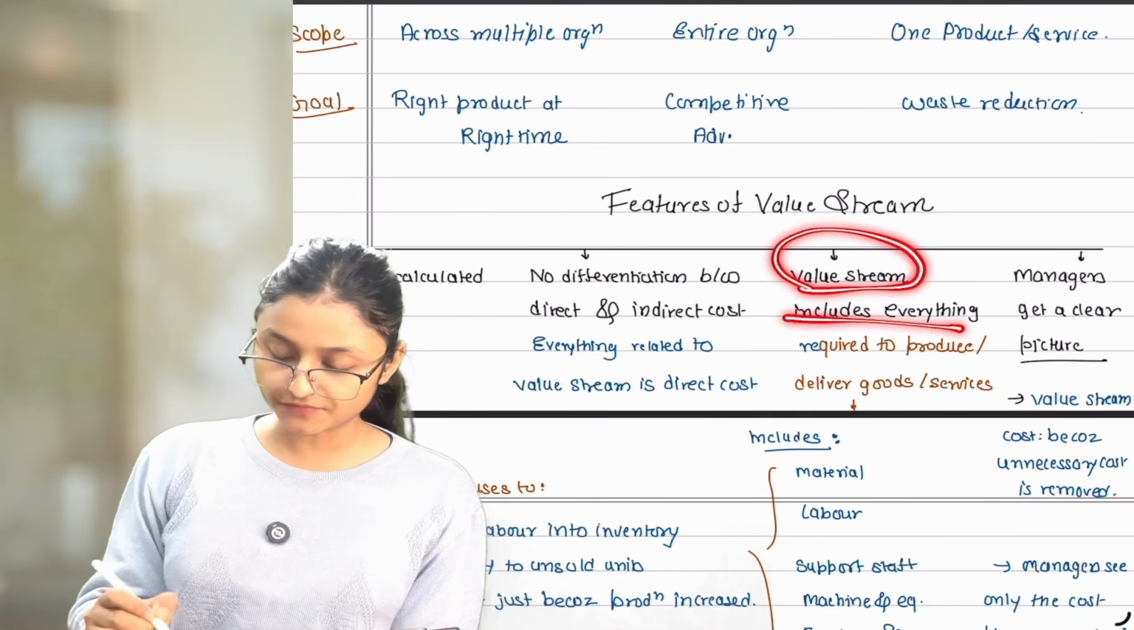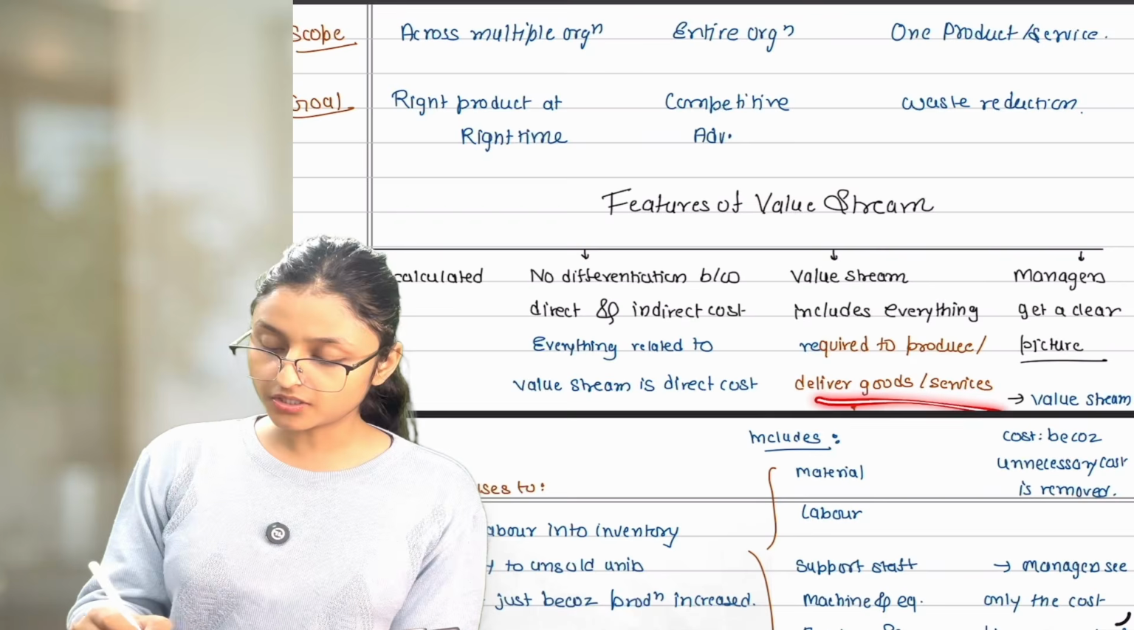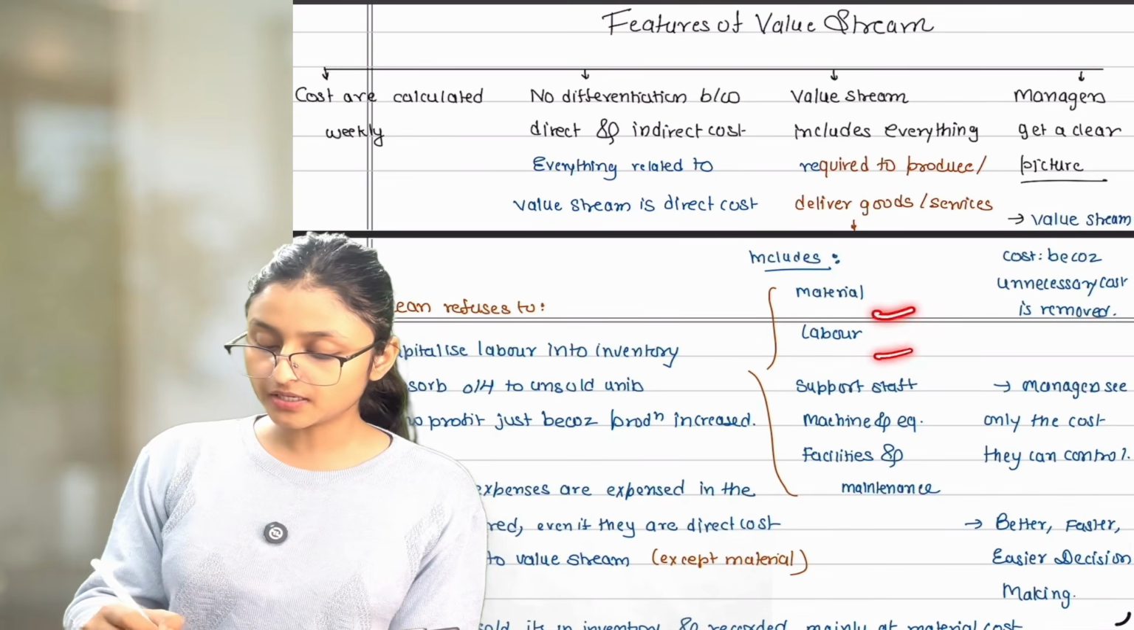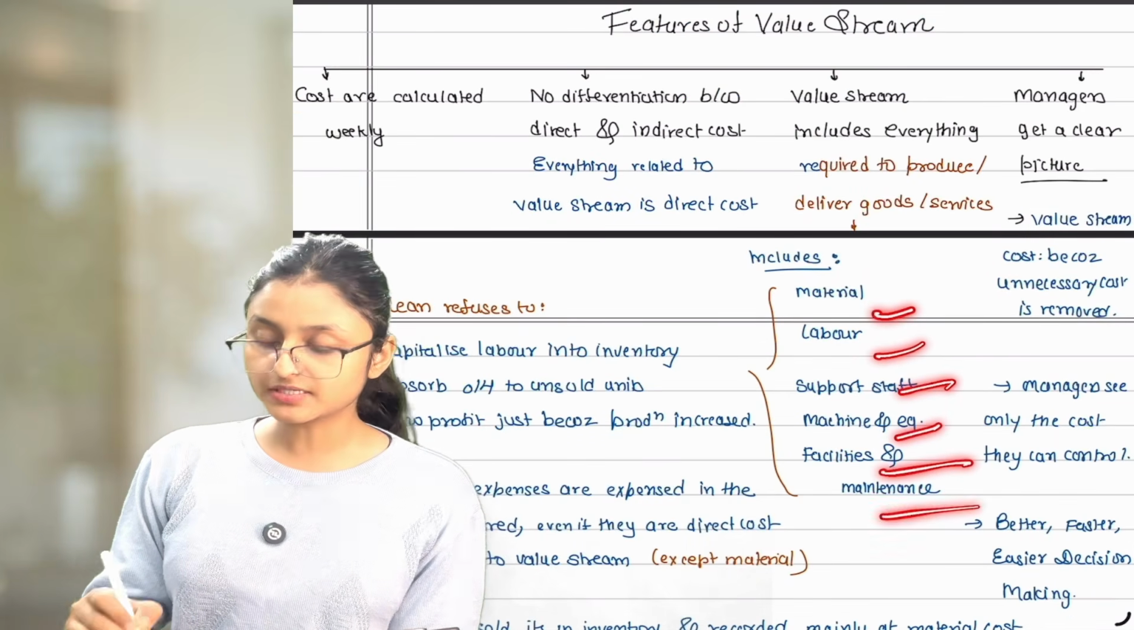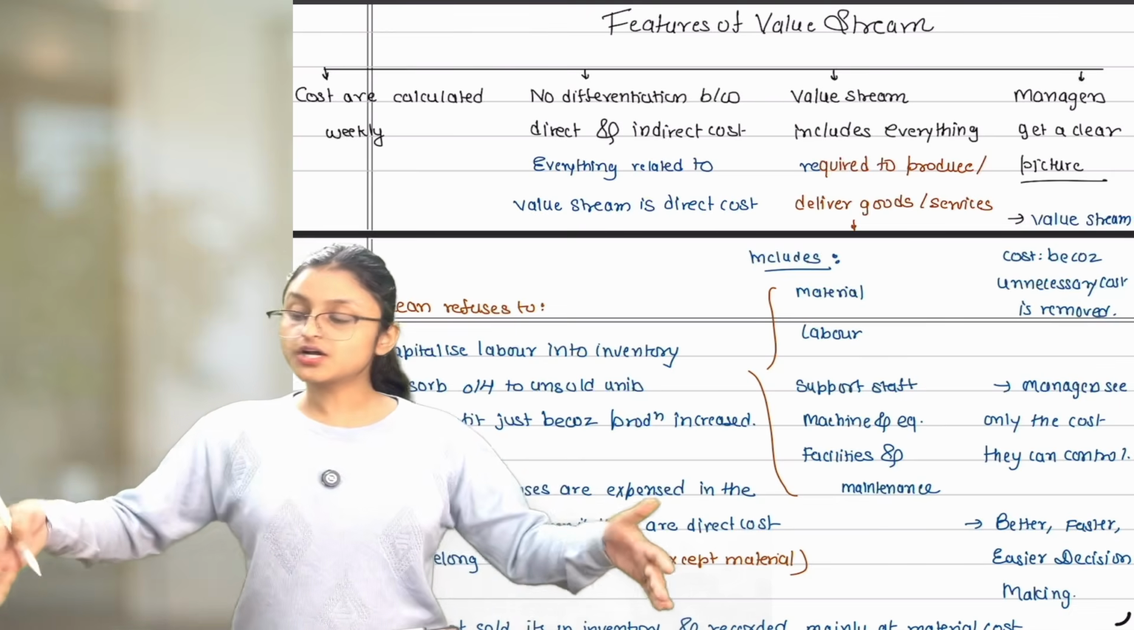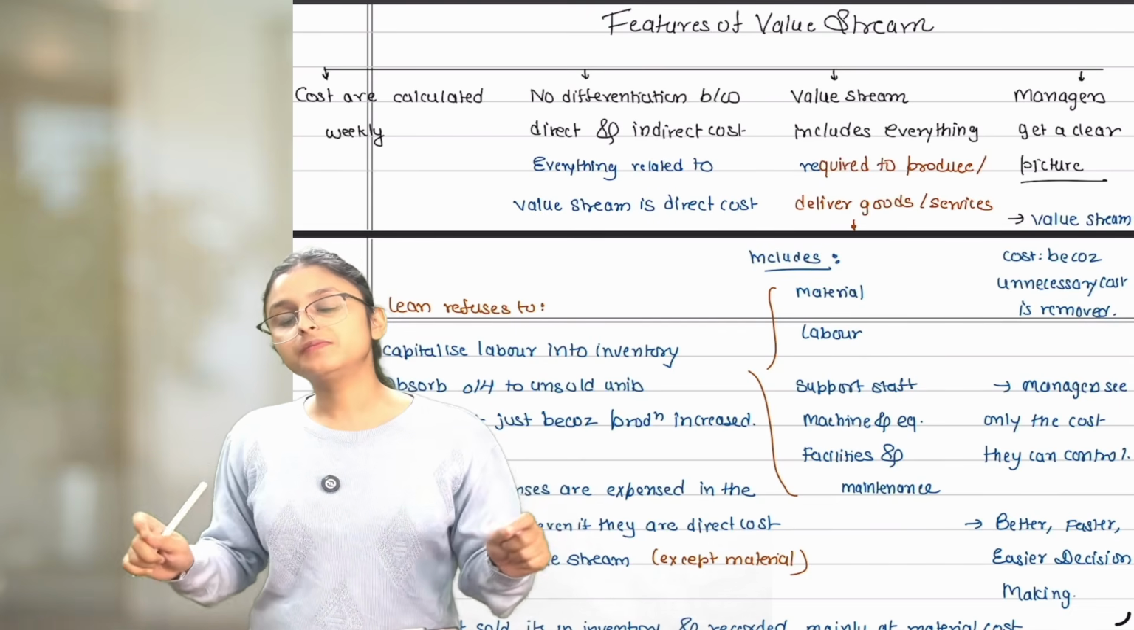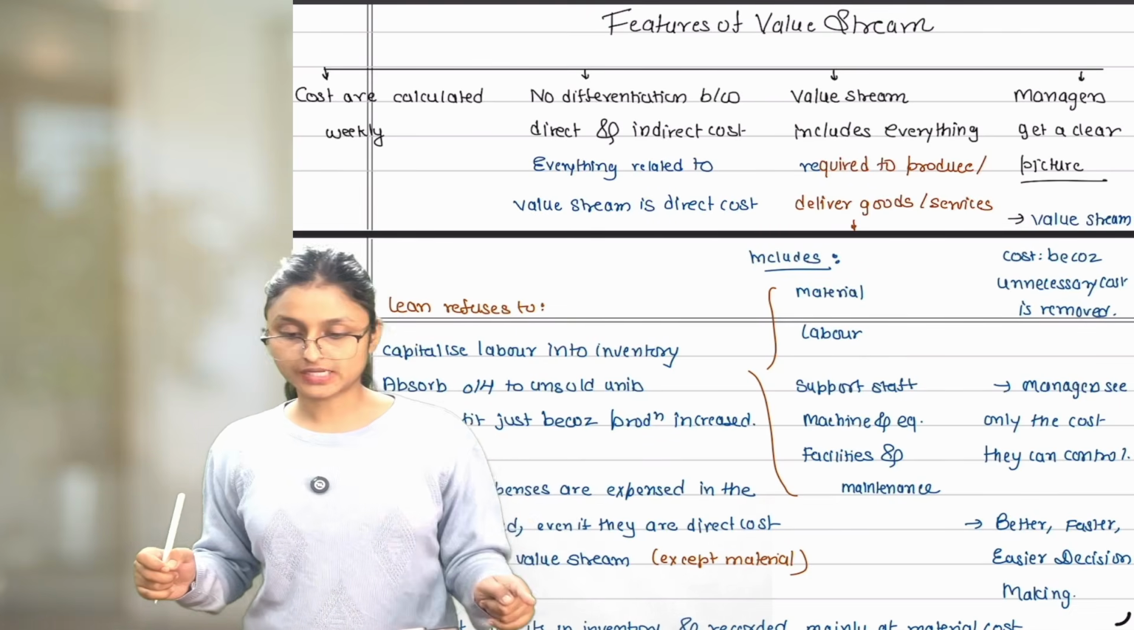Value stream includes everything required to produce or deliver goods or services. It includes material, labor, support staff, machine and equipment, facility and maintenance. Everything which comes in the value stream will be treated as direct cost of the value stream.